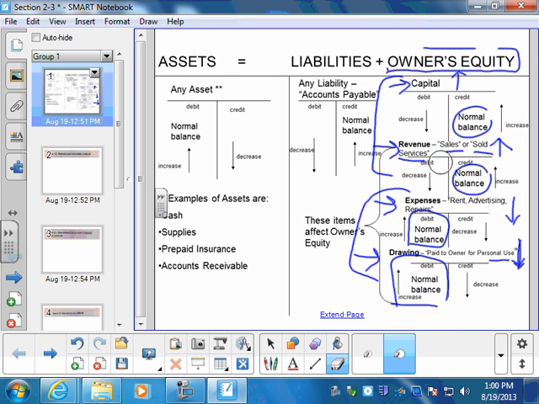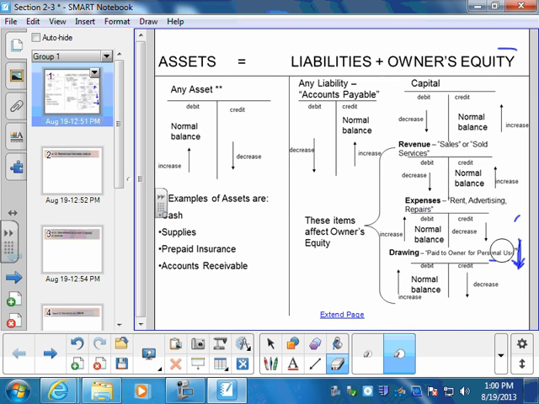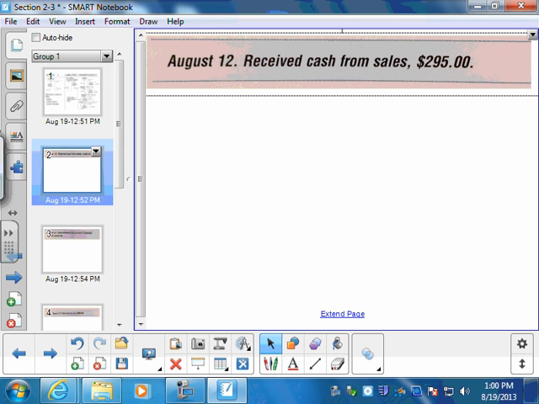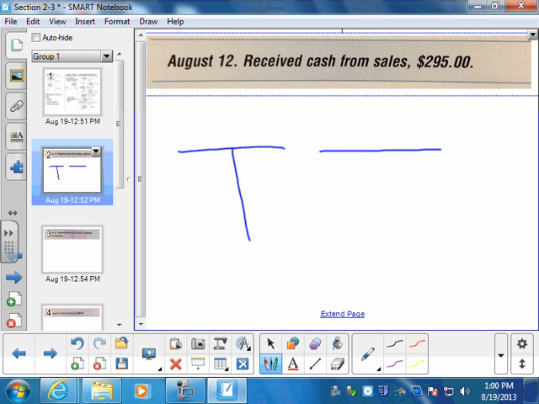So let's see if we can erase all this now and start with our first transaction, which is on page 38 in your textbook. You should have read section 3 already. It's pages 38 through 42. And our first transaction says received cash from sales. Now, we're going to do the same things we've done before. We're going to say what two accounts are affected. Well, the two accounts that are affected with this transaction are obviously cash and sales.